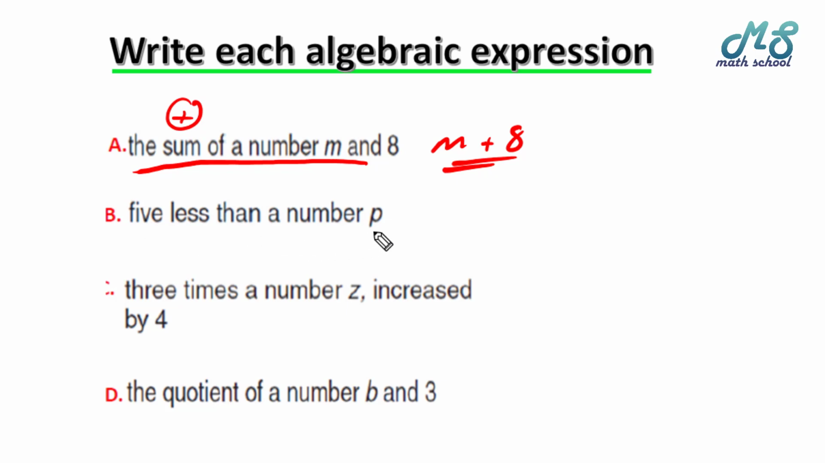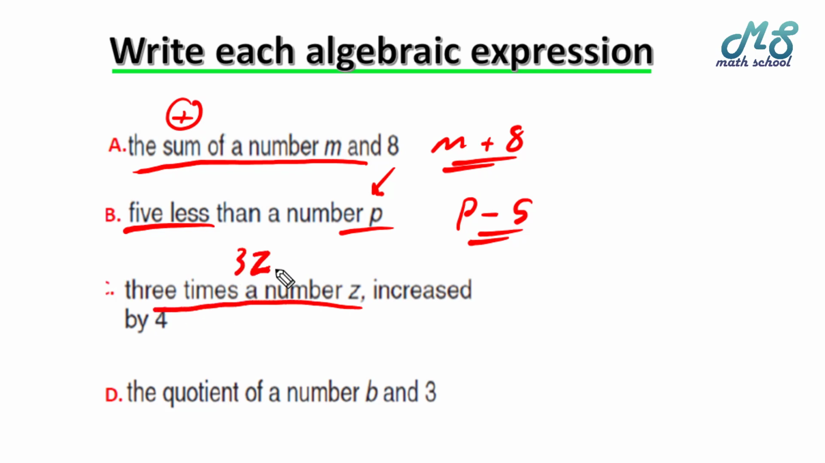5 less than a number b. Which one is greater? It is b. So 5 less than a number b, we can say find the difference between b and 5. So we can write it as b minus 5. 3 times a number z. So we can write it as 3z. Increased by 4, increased means add 4. So the expression is 3z plus 4.